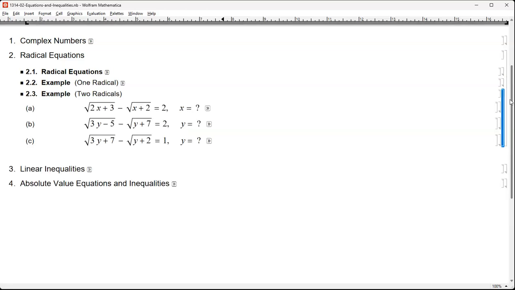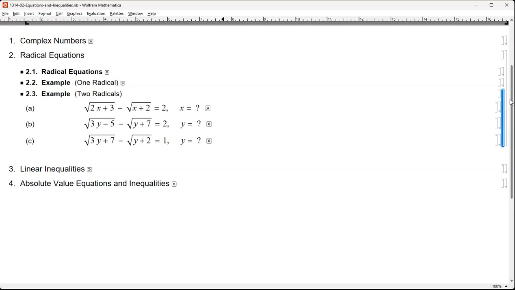Now let's consider even harder problems. What if we have two radicals, three radicals, four radicals? As a matter of fact, if you can do two radical problems, then I can assume you can do 15 radical problems too. It just takes more time.